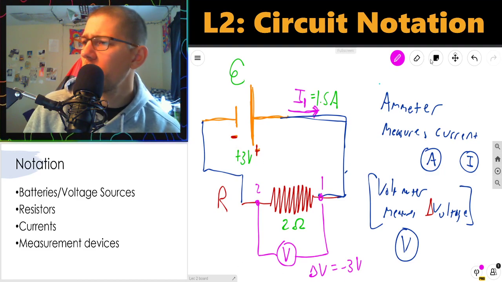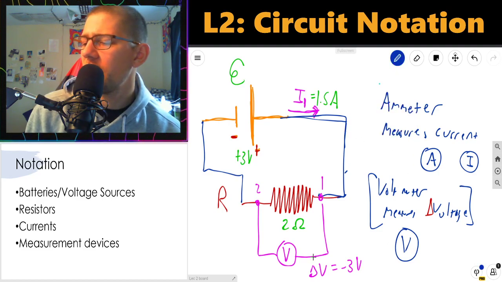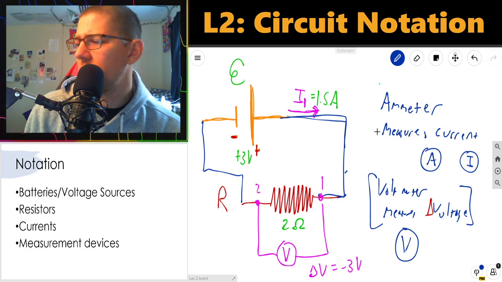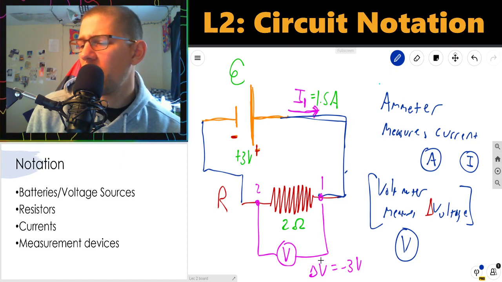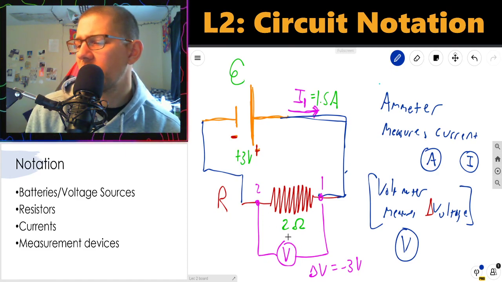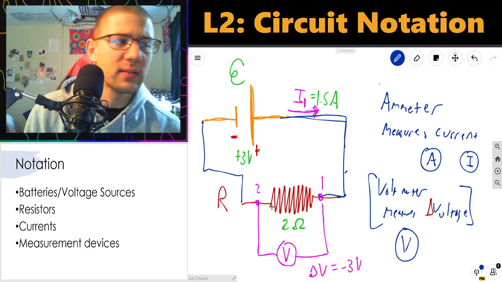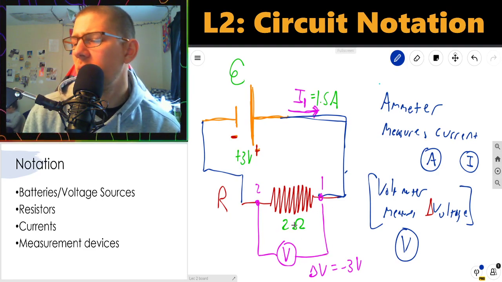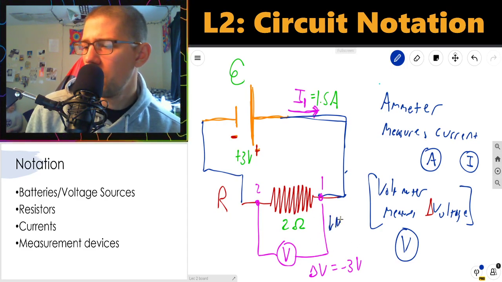Okay, so that's it for notation. I'll give you one more small caveat here. Again, this is not something that I expect to test you on, but just in case this is confusing: an ideal voltmeter does not carry any current. An ideal voltmeter has high enough resistance that current doesn't want to flow down this little pink section here. So an ideal voltmeter doesn't really interfere with the circuit. No current.